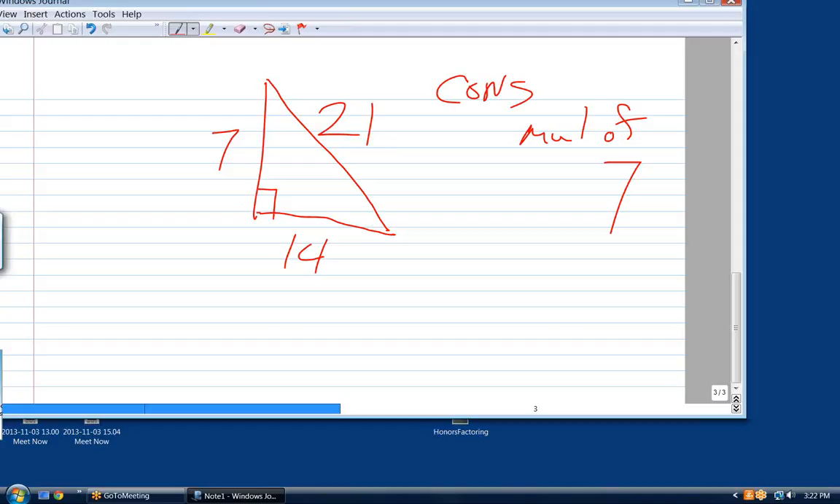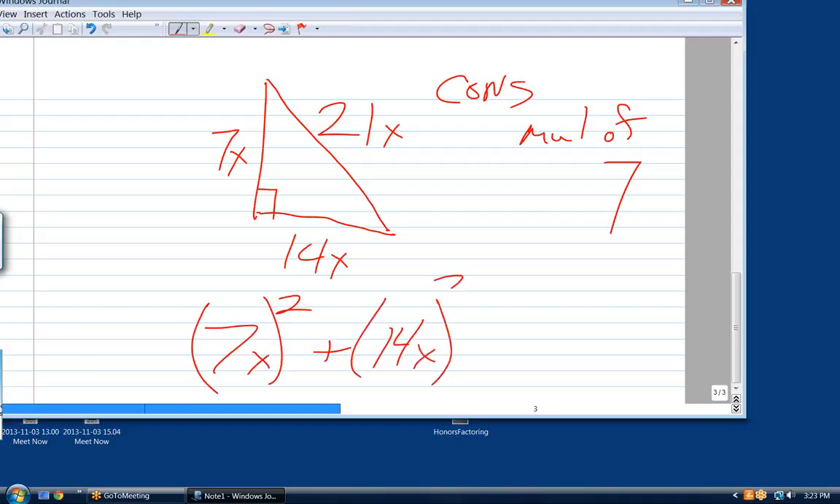Yeah. So it's really 7x, 14x, and 21x. And we have to figure out what x is. What do we know? We know 7x quantity squared plus 14x squared equals 21x squared.